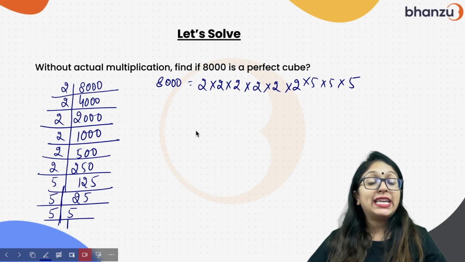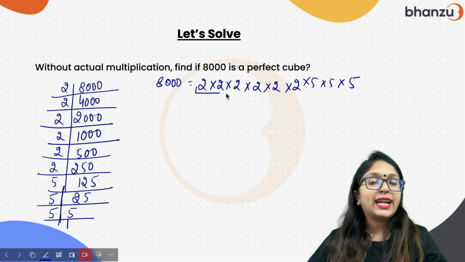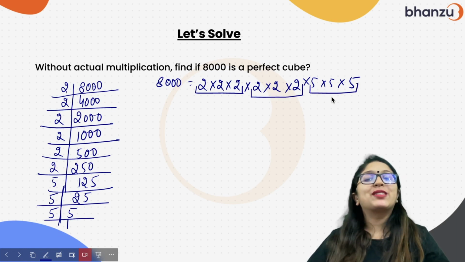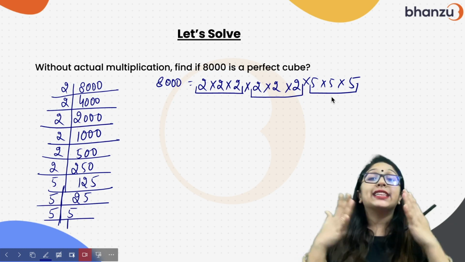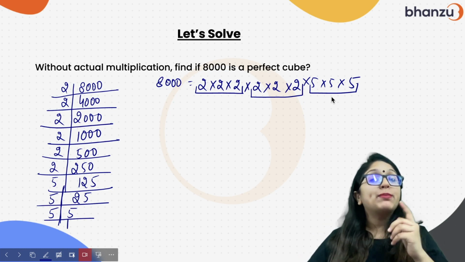Now we will actually see if each prime factor is repeating 3 times or not. Now you can see that this is one group, this is second group, this is third group. So then we can say that yes, this is a perfect cube. Is that clear? And there is one more way to check it.